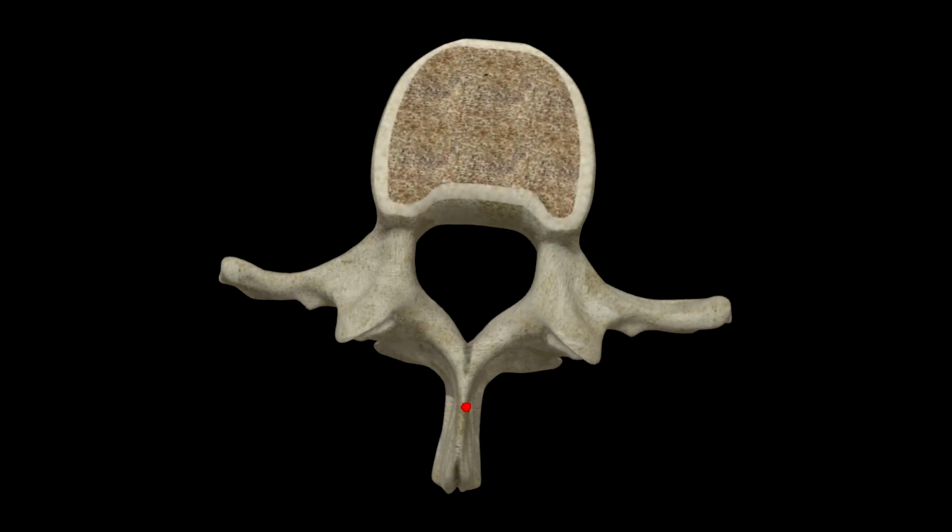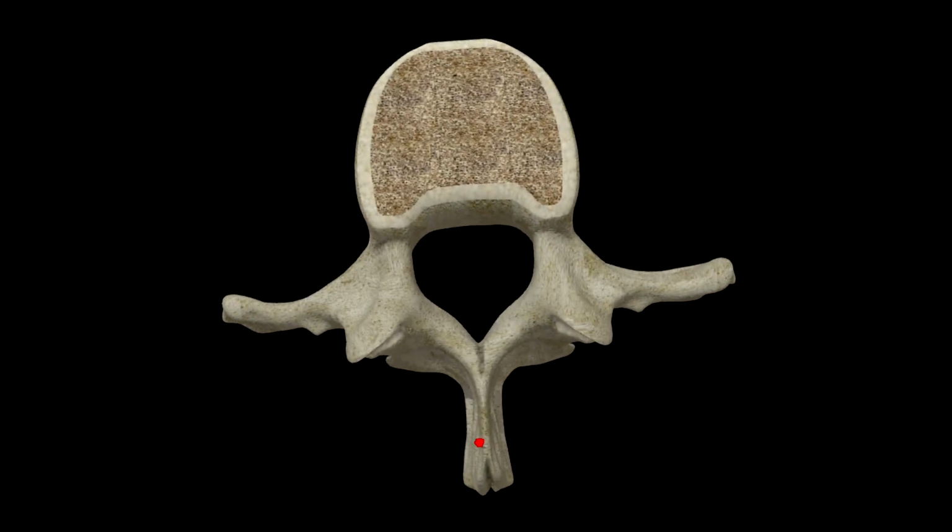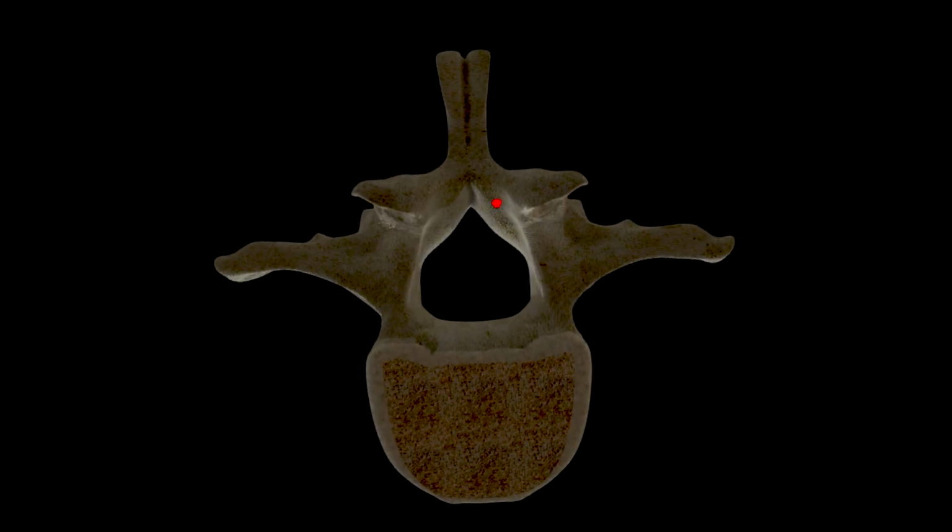If you ever want to figure out if you're looking at a superior view or an inferior view, just know that in the superior view, you will see the superior articular process, and that is facing inward, and it's the opposite for the inferior view.